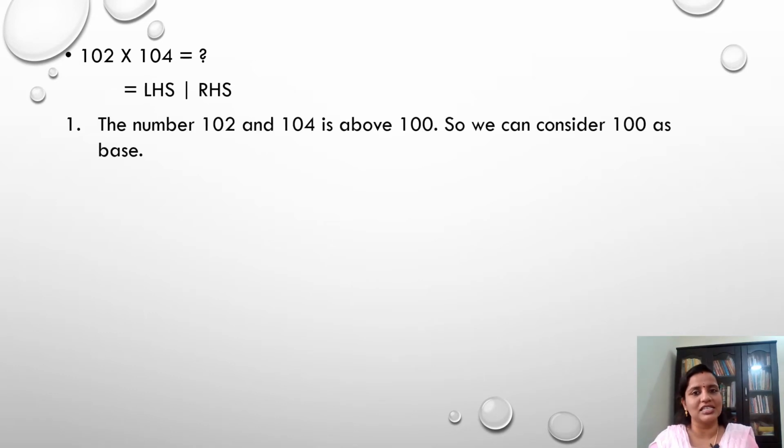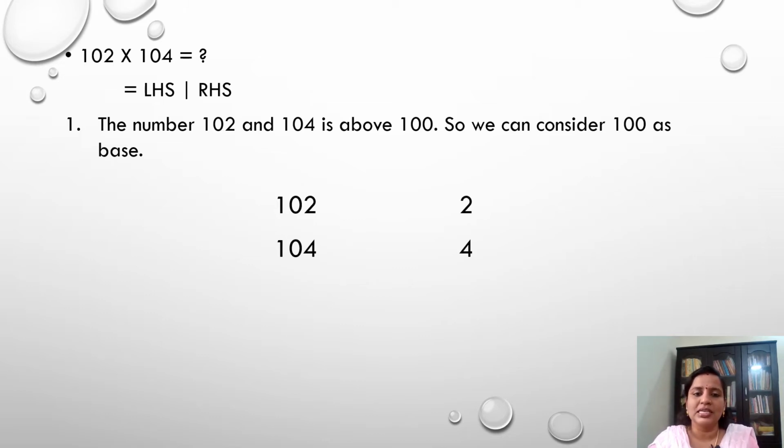Next problem is 102 into 104. These two numbers are closer to which base? They are closer to 100. Okay, what I have to do next? I have to split my answer into two parts, LHS and RHS. And for my LHS, I am going to take the numbers directly, that is 102 and 104.